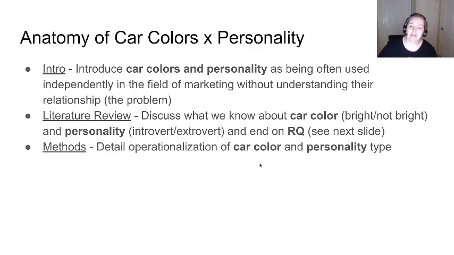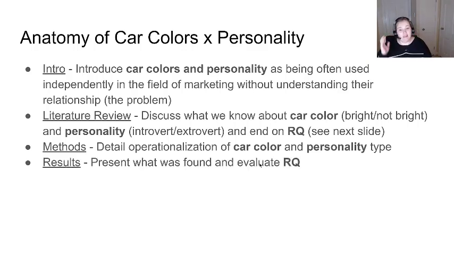The methods detail the operationalization, the car color and personality type. So in this particular study, maybe I'm going to say bright is these 6 colors, including red and baby blue, and not bright is everything else. I don't know. Maybe I'll use an infrared camera and tell you how much light reflects off of it. And then the results present what was found. So maybe I also found that bright colors, everything in the blue and red range, cost more, and yes, the extroverted people liked it or something.